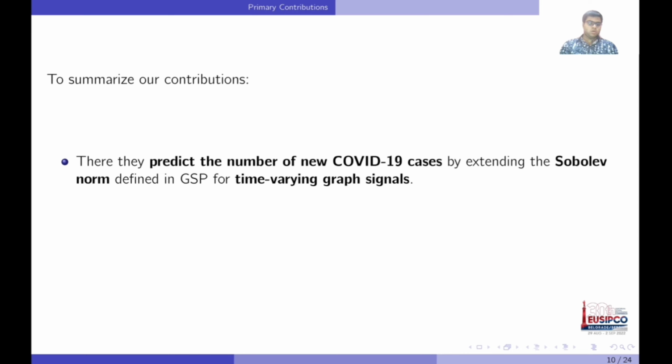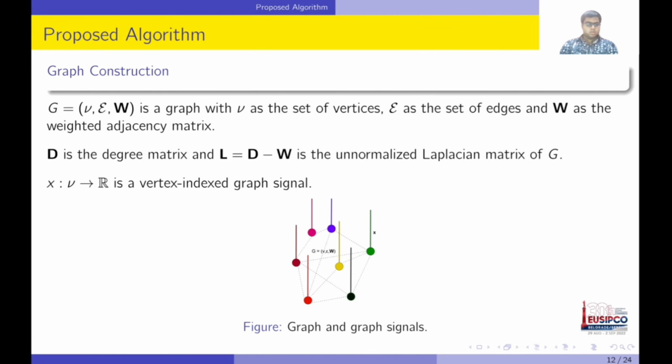Now we discuss the proposed algorithm. Before discussing the algorithm, let us discuss some basics of graph theory. We have a graph with V as the set of vertices, epsilon as the set of edges, and W as the weighted adjacency matrix. The weighted adjacency matrix explains the connectivity of the nodes in the graph. D is the degree matrix, which is a diagonal matrix, and L is the unnormalized Laplacian of the graph, which is the difference of the degree matrix and the weighted adjacency matrix. Also, we have x, which is a real-valued vertex index graph signal, and it is shown in the figure below.